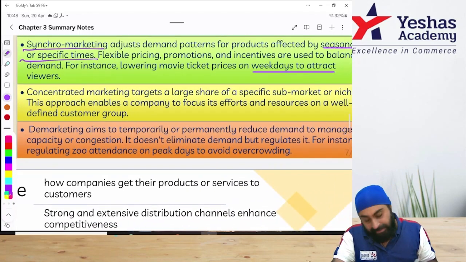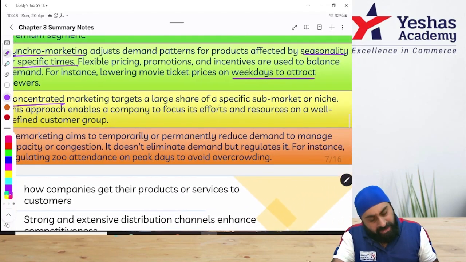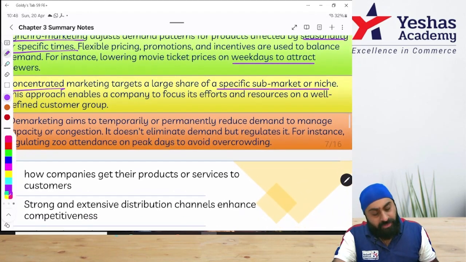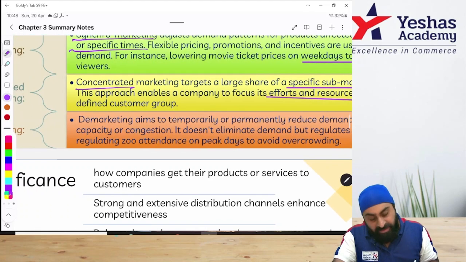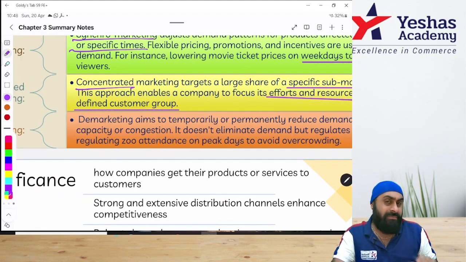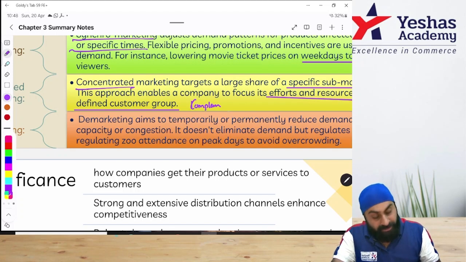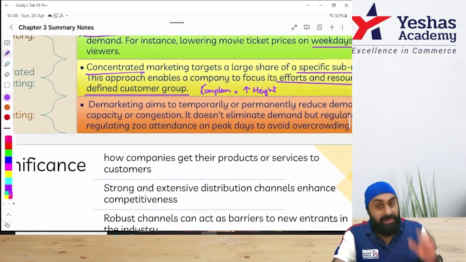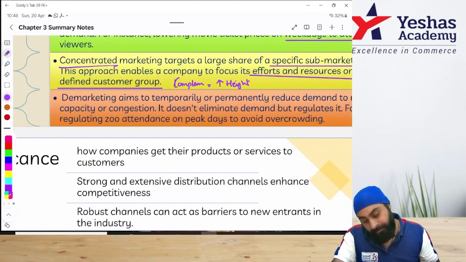Concentrated marketing targets a large specific sub-market or niche market, and the approach enables focusing efforts and resources on a well-defined customer group. For concentrated marketing, I would say Complan. Complan's main purpose was to increase the height of people who feel they're short, by drinking those drinks, which will not bring any value to you. I tried my best. I tried that product. It never happened. So these are concentrated on one particular customer segment.